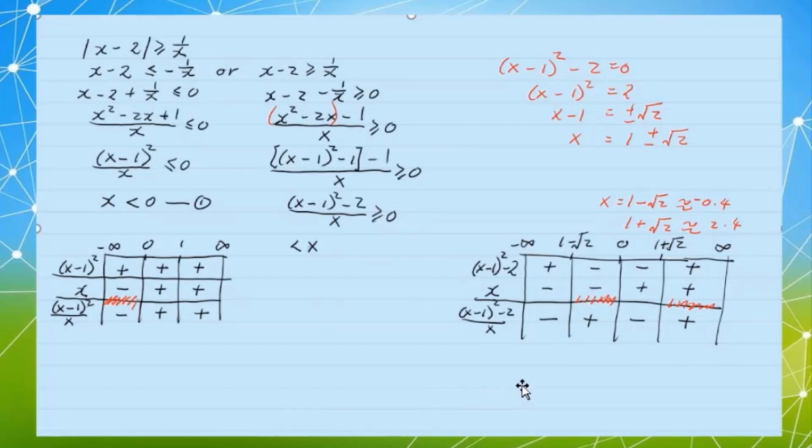Therefore, the set of values of x which is greater than 0 is x greater than 1 minus square root of 2 and less than 0, and also when x is greater than 1 plus square root of 2.